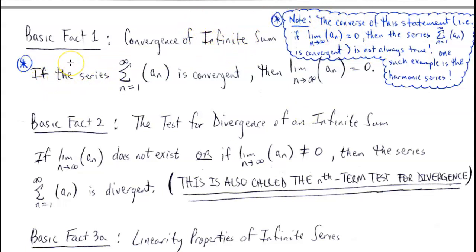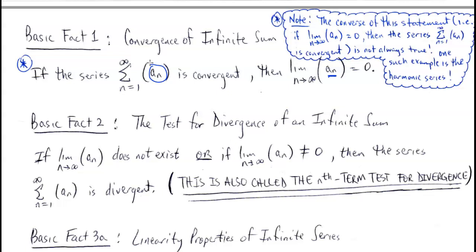The first basic fact is the convergence of an infinite sum. It says that if we know that a particular series is convergent, then we can guarantee that the limit of the corresponding sequence as n approaches infinity goes to 0. I'll say that again. If we know that a series converges upon some number, then if we go back and look at the corresponding sequence the series came from, the limit of the algebraic form of the sequence goes to 0.